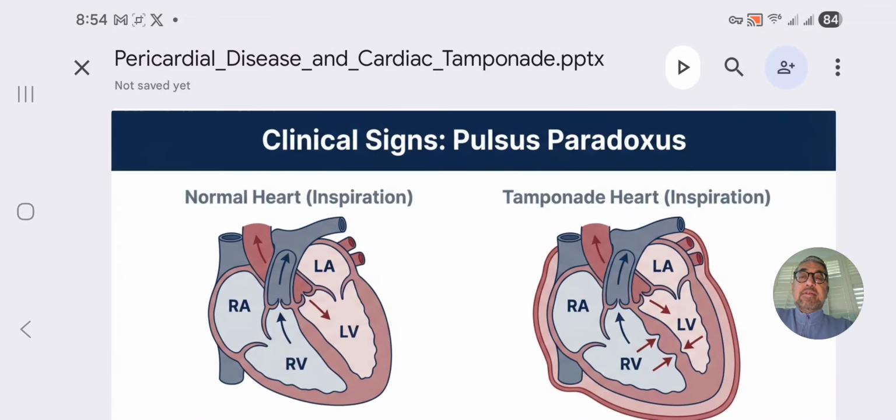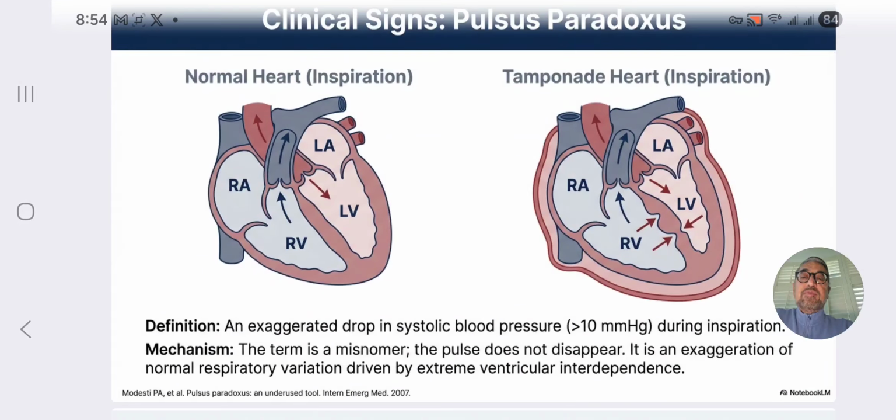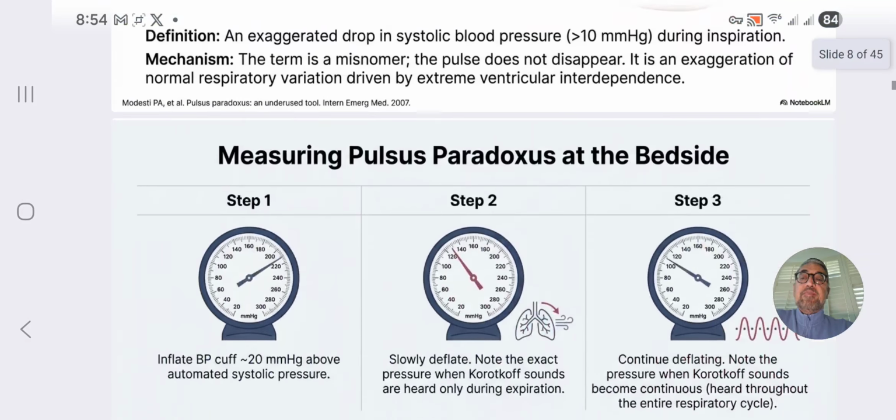Clinical signs include pulsus paradoxus, and the mechanism has to do with the septal shift, like we discussed. There's an exaggerated drop in systolic blood pressure, more than 10 millimeters of mercury, during inspiration.